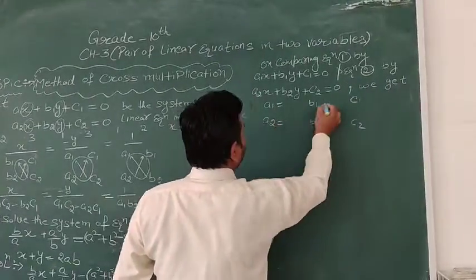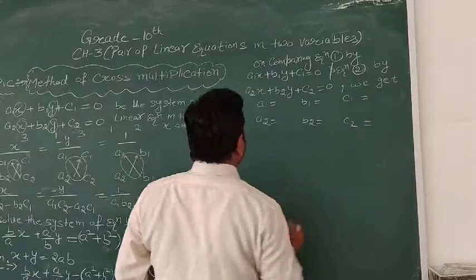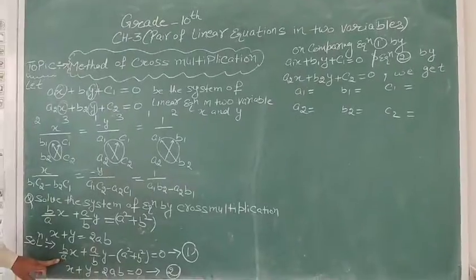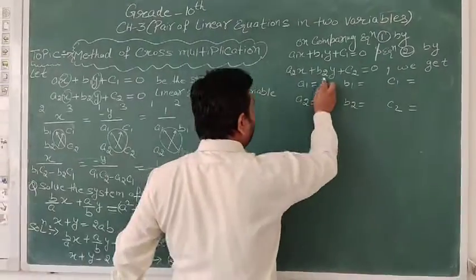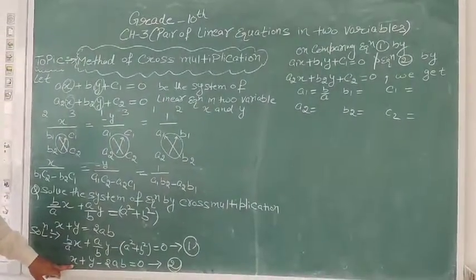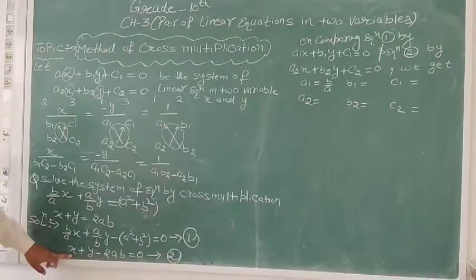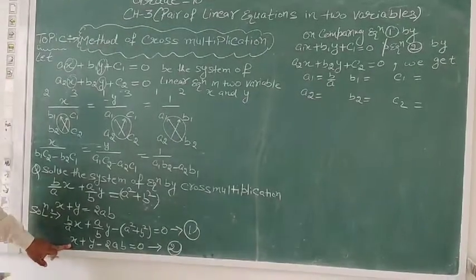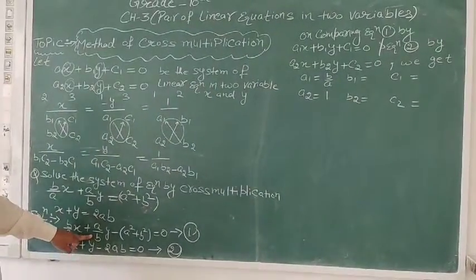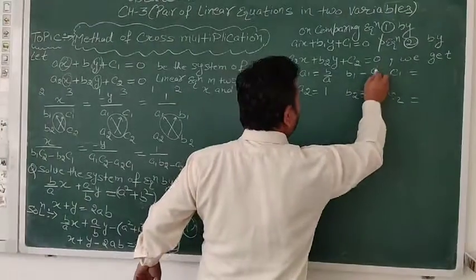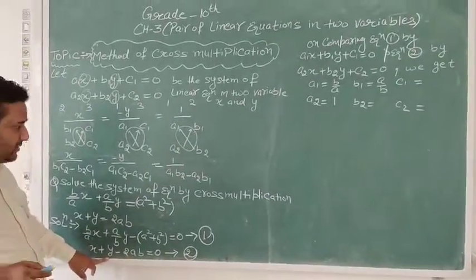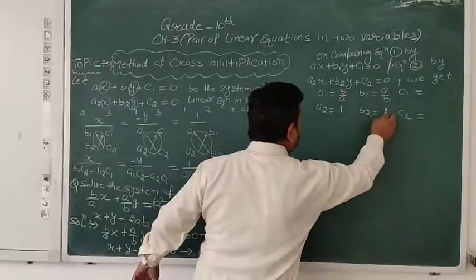Now I am substituting my values. See, a1 and a2. Students, the coefficient of x is a1 and the value of a1 is b upon a. Be careful everyone. Actually your question is also in alphabetical order. A2 means the coefficient of x in the second equation, that is equal to 1, so I am writing 1. Then b1 means the coefficient of y in the first equation, that is a upon b. Be careful when writing your coefficients. And then b2 means the coefficient of y in your second equation, which is equal to 1.